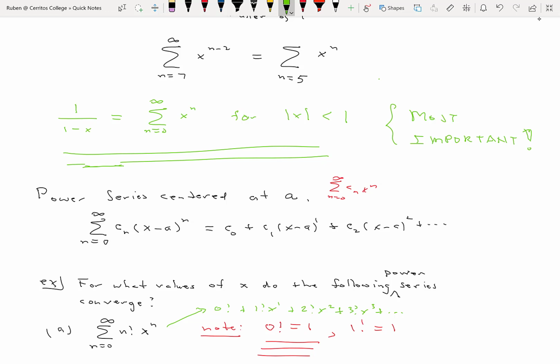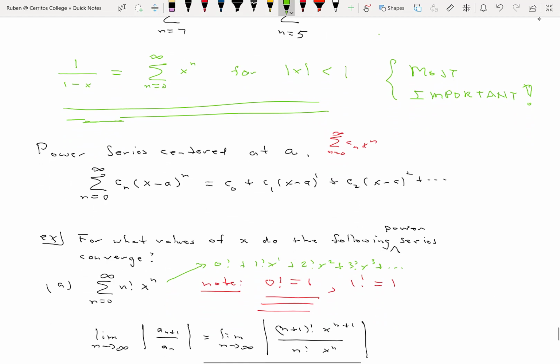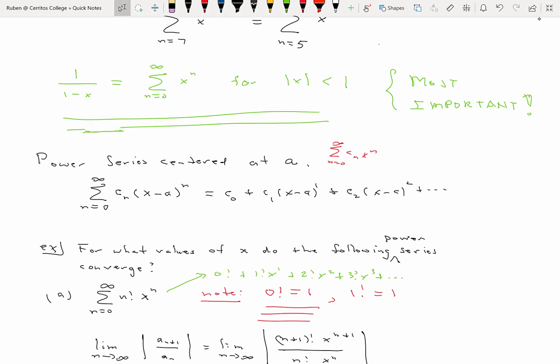So I'm going to use the mother of all tests to test this series for convergence. Again, that's kind of an exaggeration, but it's a powerful one. The ratio test has been really, really good to us. So I'm going to use the ratio test. The ratio test says, find the limit as n approaches infinity of a sub n plus 1 over a sub n.